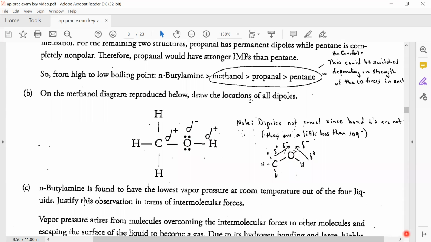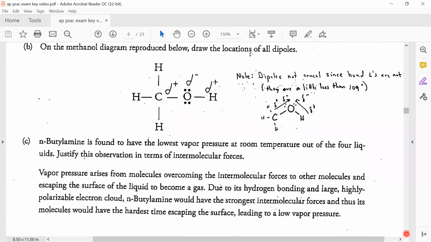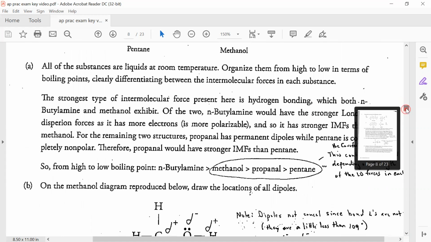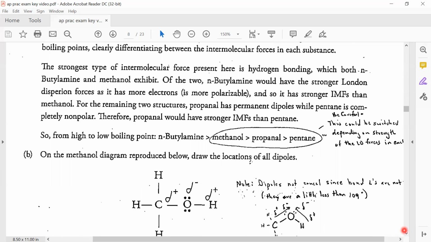And then, we said the N-butylamine is found to have the lowest vapor pressure. So the one with the lowest vapor pressure is going to have the highest intermolecular forces. That's why it's not vaporizing. And that seems to make sense, because that was the one we picked right here that had the more LD forces and also the hydrogen bonding. So that's not surprising.